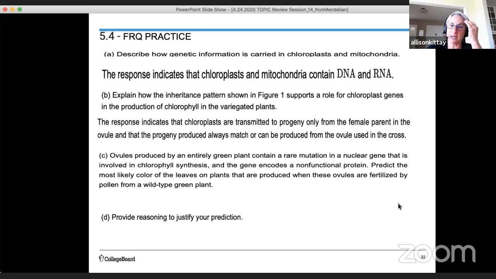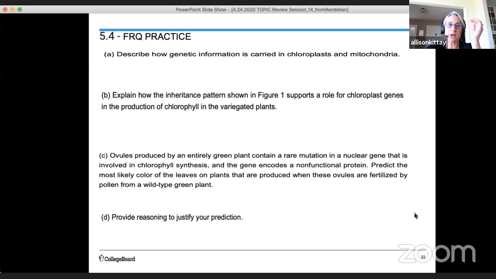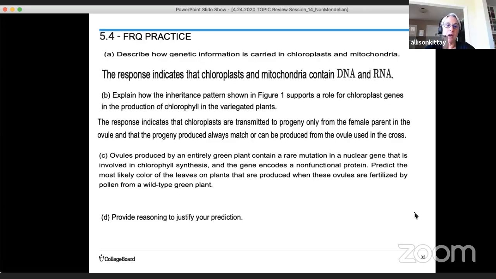You can just see that it doesn't matter what the pollen is. Whatever is in the ovule, the maternal parent, that's what the offspring are going to look like. Now, ovules produced by an entirely green plant contain a rare mutation, keyword here, in a nuclear gene that is involved in chlorophyll synthesis, a gene that encodes a non-functional protein.